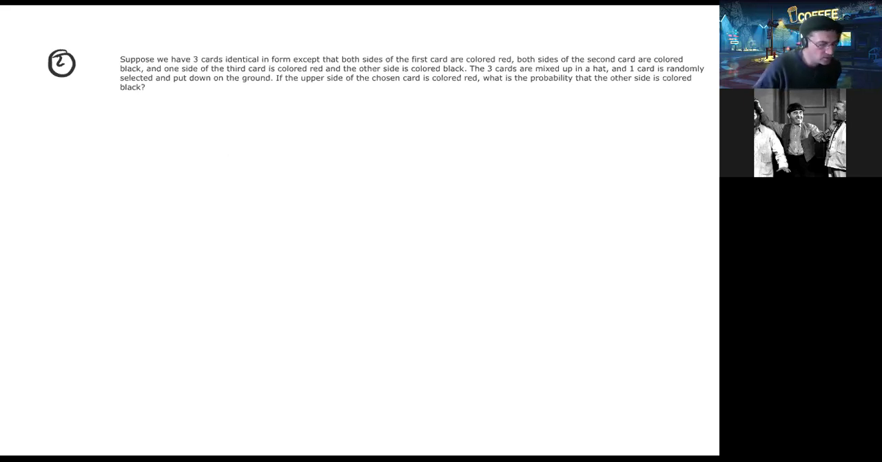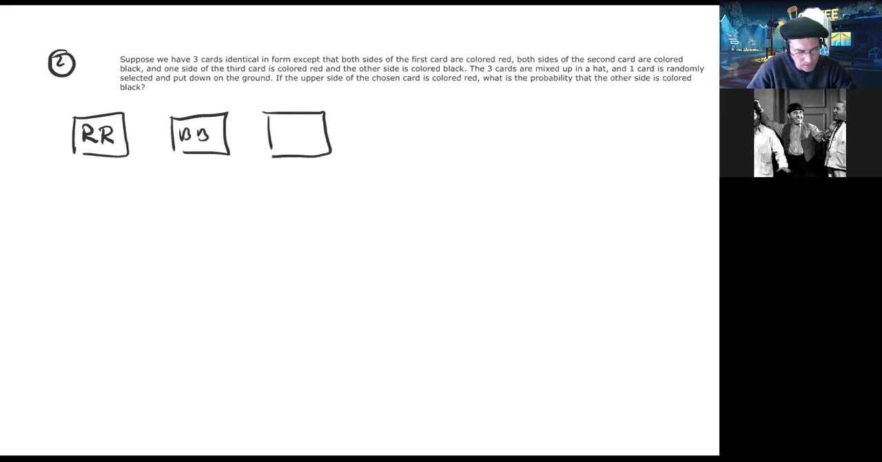So I'm going to solve this problem in the following way. I'm going to name some 3 events. So here are 3 cards. Red, red, black, black, and then we have a card that's one side is red and one side is black. So I'm indicating the three events.